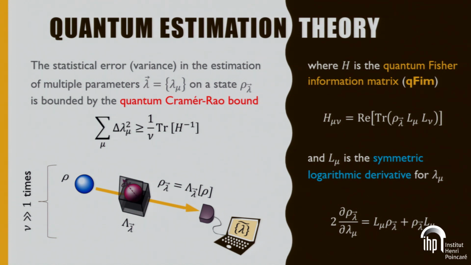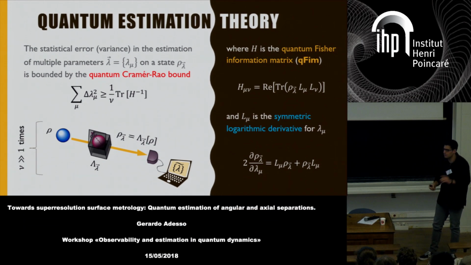Now, in the case in which there are more than a single parameter, we are not even guaranteed that there exists a measurement that allows us to saturate this bound. If it's only one parameter, for instance, like in the case that I said, just one separation, then we know for sure that in the limit of very large number of repetitions, we can saturate it. In general, for the multi-parameter case, this is not the case.